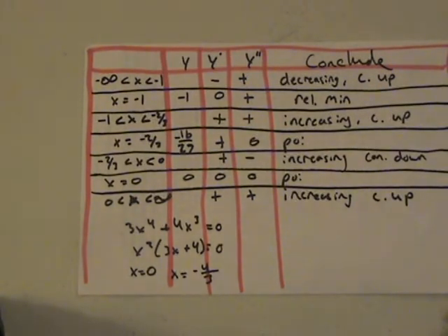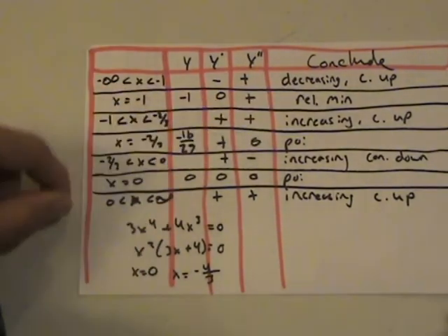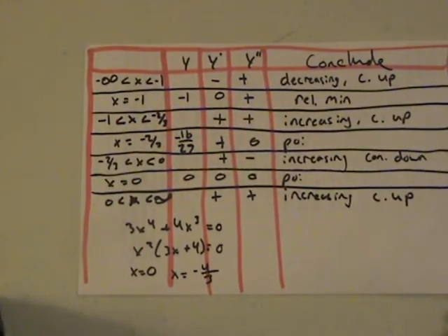So at values less than -1, we see that it's decreasing but concave up. Then at x equals -1, we see its function value is -1. It was a minimum because the second derivative is positive, values are bigger. Then values between -1 and -2/3, we see both are positive, which means it's increasing and concave up.